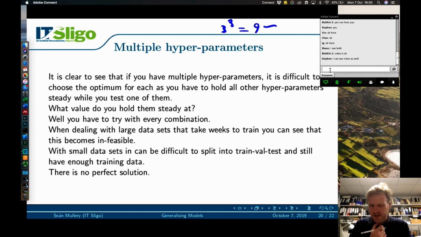Now, when we're dealing with large data sets that take weeks to train, you can see that this becomes infeasible. You can't possibly do all this cross-validation if it's going to take weeks to train, or you're going to spend literally years trying to do it. With small data sets, you can have the opposite problem. It can be difficult to split into train, validation, and test, and have a reasonable number of samples in each of them for your model to be reasonable. So as you can see, there's no real perfect solution here, but depending on the situation you're in, you have to make the best of it that you can.